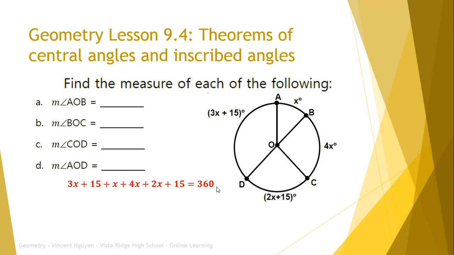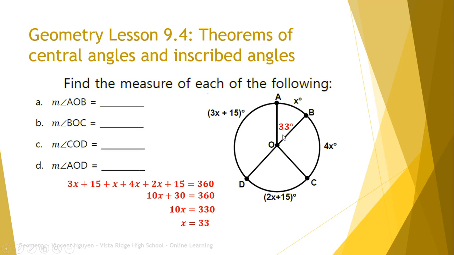Then I'm going to solve this equation by combining like terms. So 3x plus 4x plus 2x is 10x, and 15 plus 15 is 30. This becomes a two-step equation. I subtract 30 to get 330, and then divide by 10 to get x by itself. So x equals 33. Now, x is arc AB, which is also the measure of the central angle AOB, 33. So the central angle is equal to the arc.